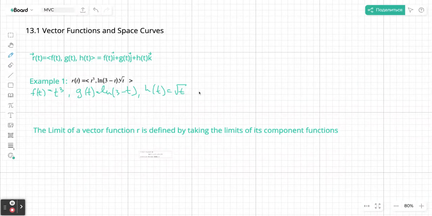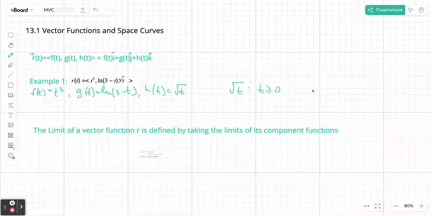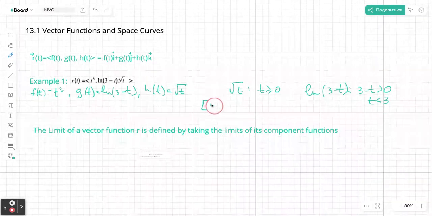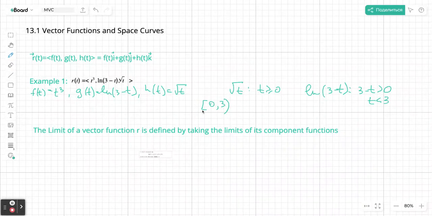So that means that the domain of r consists of all the values of t for which this expression is defined. So we will have to think about the square root of t. We know that for the square root of t, t should be non-negative. And then also we have ln of 3 minus t. So we have to think about 3 minus t being greater than 0. So from here we get that t must be less than 3. And that means that our domain is the interval from 0 to 3, bracket, parenthesis.